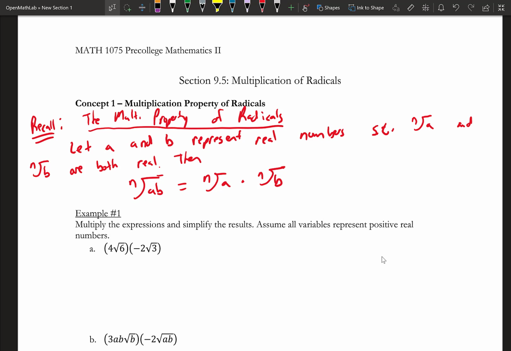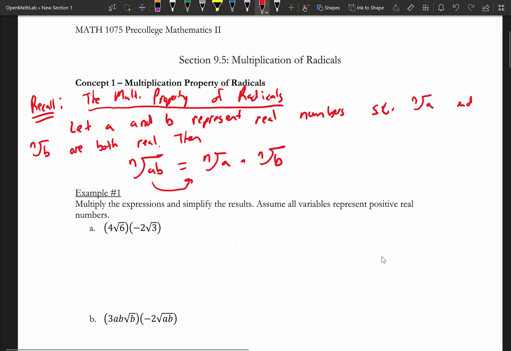So remember, as long as we have the same root, if we're multiplying two radical expressions with the same index, we can combine those into one radical, with the radicand being a product. And going this direction, if we have a product underneath a radical, we can split that up into two separate radicals.